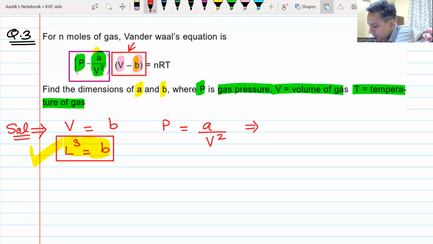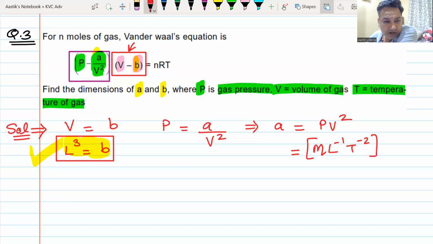So from here I can write the dimension. The dimension of A is P multiplied by V square. I will just put the dimensions of P. P is pressure, M L minus 1, T minus 2. That is the dimension of pressure. L cube is the dimension of volume. So L cube raised to the power of 2.